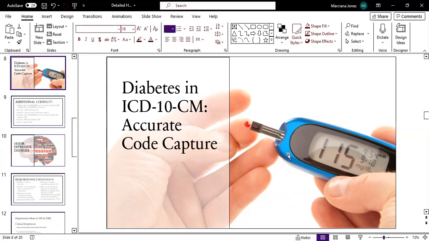So I put this little picture here because I'm sure if you don't have it yourself, you pretty much know someone who has diabetes and has this little glucose machine to check their blood sugar.